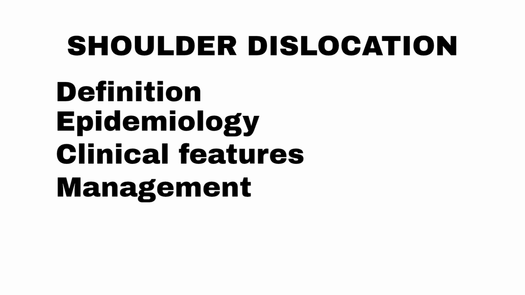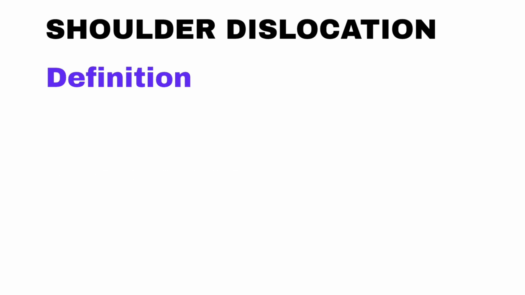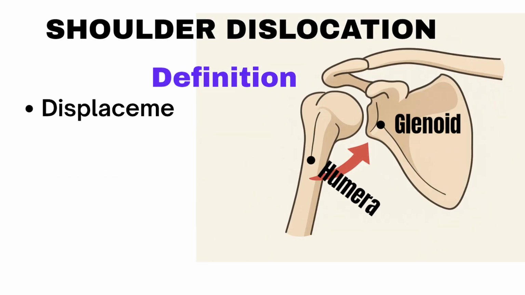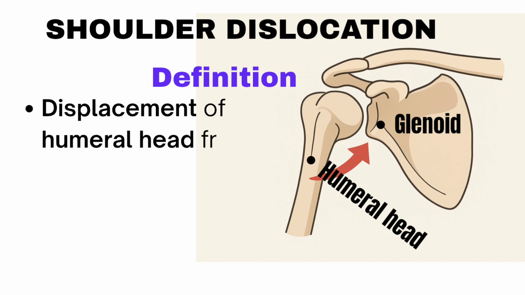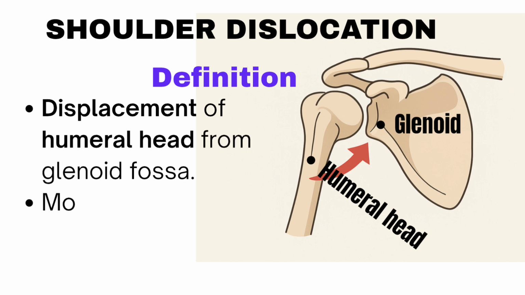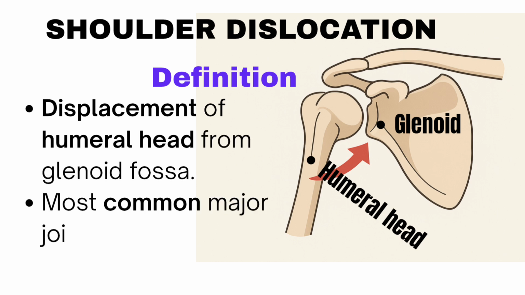Let's get started. Definition: shoulder dislocation is the displacement of the head of the humerus from the glenoid fossa of the scapula. It is the most common major joint dislocation encountered in emergency practice.